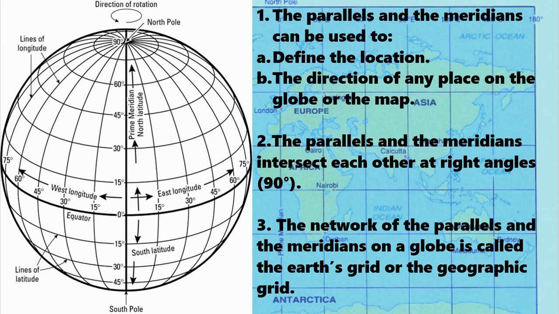Today we have discussed a few things only, like an introduction to the earth, how it is inclined, as well as something in brief, that the earth has two sets of circles, one is the parallels and the other is the meridians. We have also done a brief discussion on these two sets of lines, and with this last slide we have understood that these two sets of lines intersect each other at 90 degrees, and this network of parallels and meridians is called the Earth's grid or the geographic grid, and this intersection also helps us define the location as well as the direction of any place on the globe.